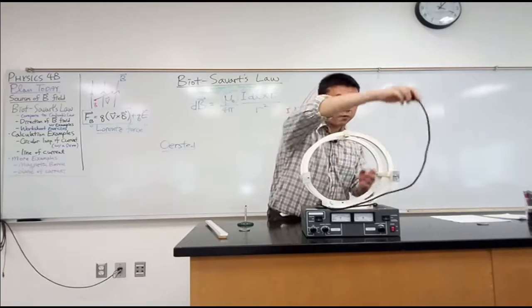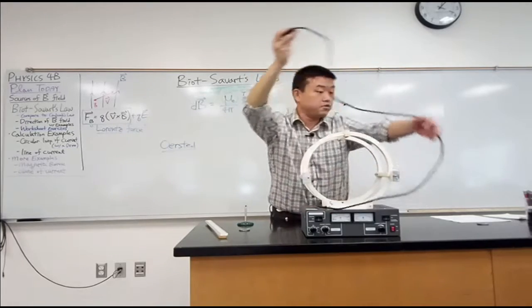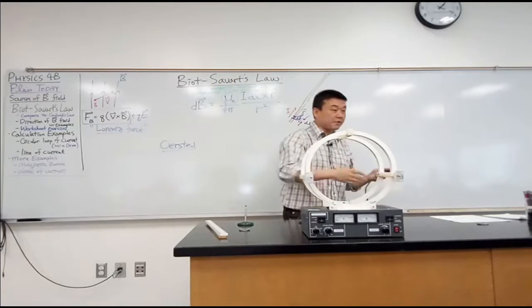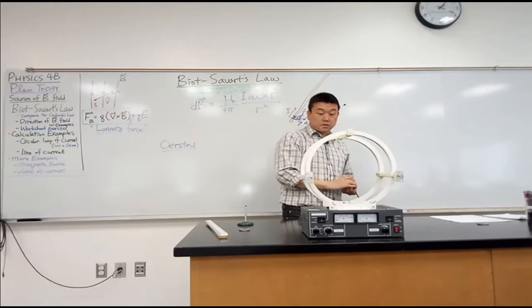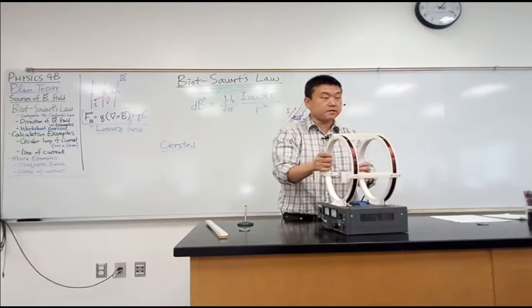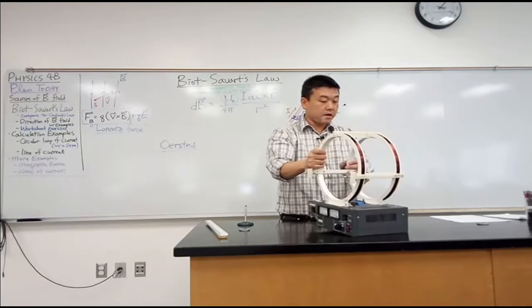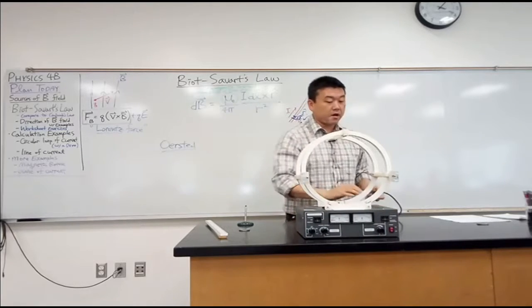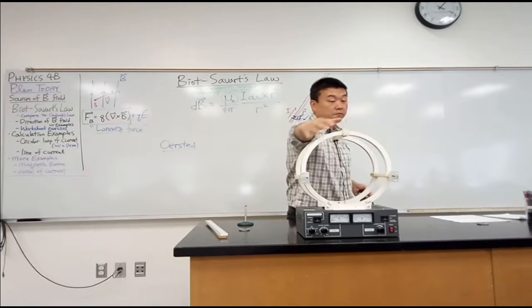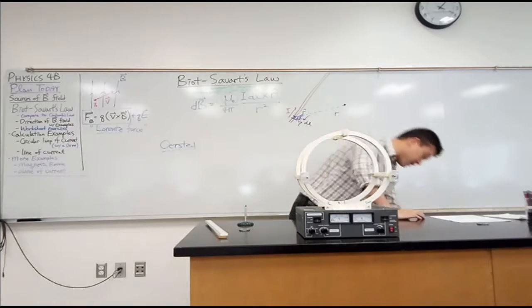So he was playing with currents using a battery that had been invented not that long ago. I'm talking about like the 1800s. This is a coil of wire. This is a power supply. It can provide current and voltage difference to this coil of wire to generate currents here.